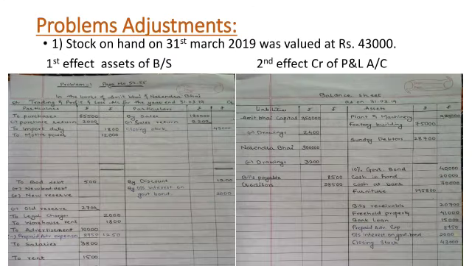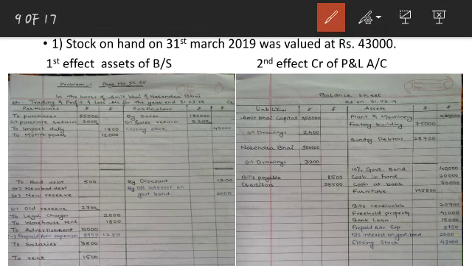Okay, next is the adjustments given in the problem. The first is related to closing stock. Stock on hand on 31st March is valued at rupees 43,000, which is transferred to the asset side, closing stock 43,000. The next, trading account debit side.